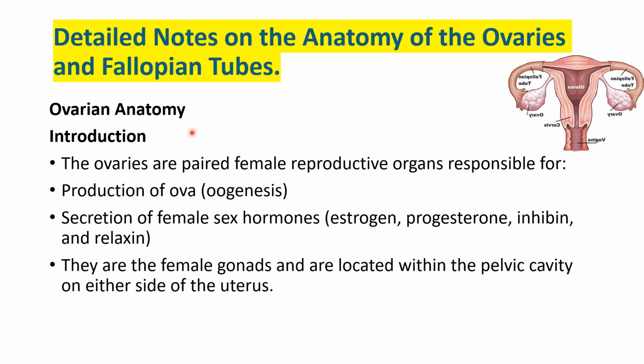So, ovarian anatomy. The ovaries are paired female reproductive organs responsible for production of ova, oogenesis, and secretion of female sex hormones: estrogen, progesterone, inhibin, and relaxin. They are the female gonads and are located within the pelvic cavity on either side of the uterus. So these are the ovaries there, the uterus is here, the fallopian tube is there, the cervix there, and the vagina there. Anatomically, that's where you have your two ovaries.